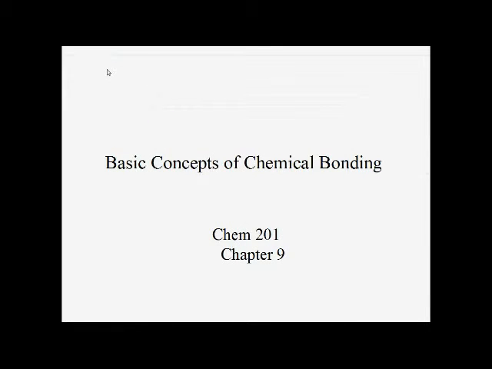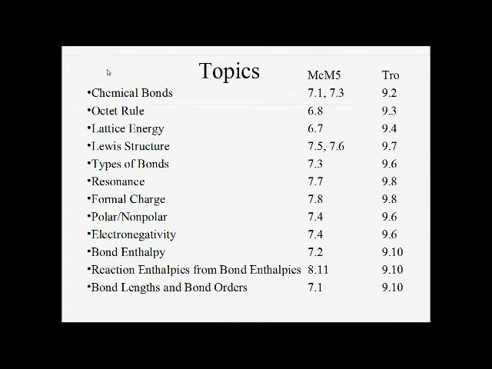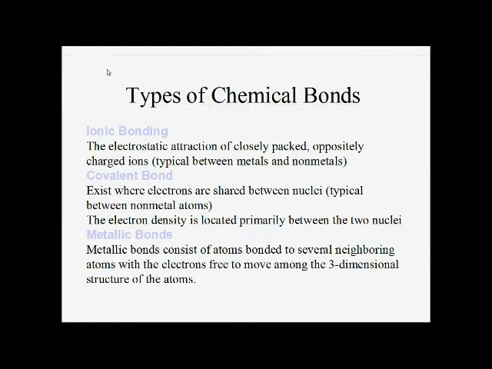We're now going to look at the basic concepts of chemical bonding. So there are a couple different types of chemical bonds. An ionic bond is the pure electrostatic attraction between positive and negative ions. These positive and negative ions we get from ionic compounds, when we have metals combined with nonmetals.